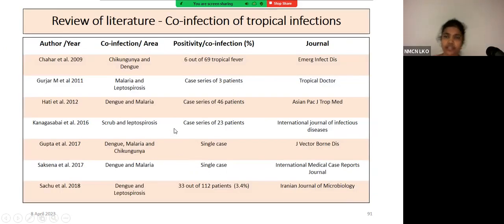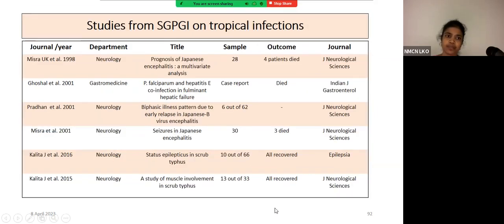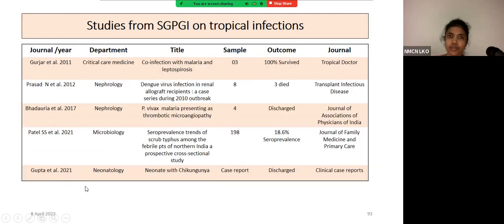These are the literatures on co-infection of tropical infections from different zones of India. Some are case series and some are case reports published in different journals. These are the studies from SGPGI on tropical infection since 1998 from different departments pertaining to their respective subjects. Some are case reports, some are prospective studies published in different indexed journals till 2021.